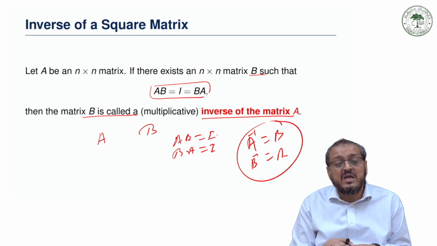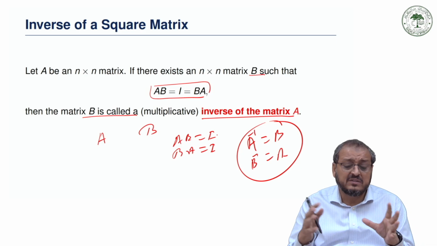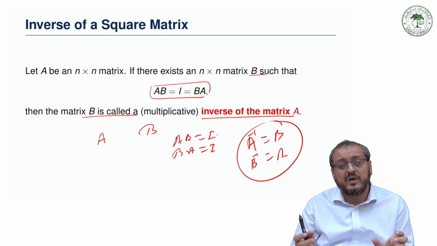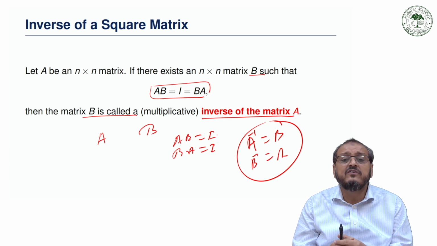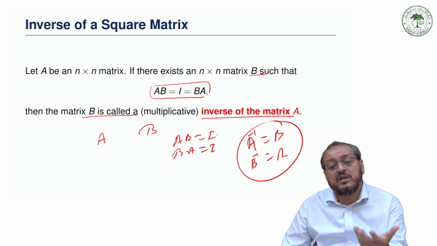So the inverse of a square matrix is simply this: if we have any n by n matrix, and there exists another n by n matrix such that the product of these two matrices, either left or right, gives the identity matrix, then B is called the inverse of A, or A is called the inverse of B, vice versa.